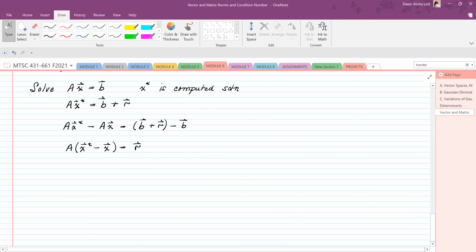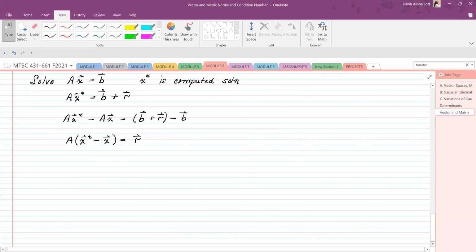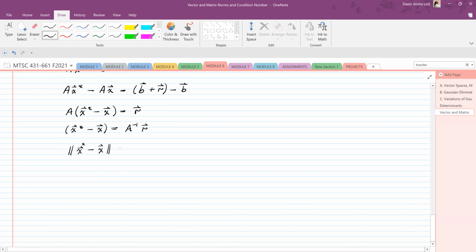All right. So say A has an inverse, then I get X star minus X is A inverse times the residual. So now I want to take a norm. The norm of X star minus X is how far X star is away from X. That's the norm of the error vector. By the norms, it is less than or equal to the norm of A inverse times the norm of R.